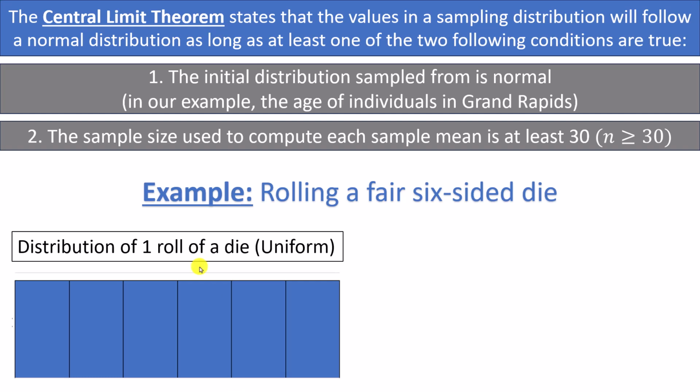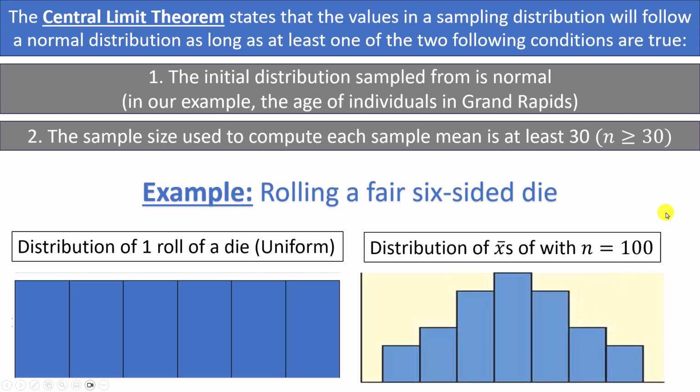So this would be an example where we have not met the first condition. The initial distribution which we are sampling from, which is a roll of the die, is not a normal distribution. This is a uniform distribution. So that means the only way for the central limit theorem to apply in this example would be to meet the second condition. So that means we must have a sample size at least 30.